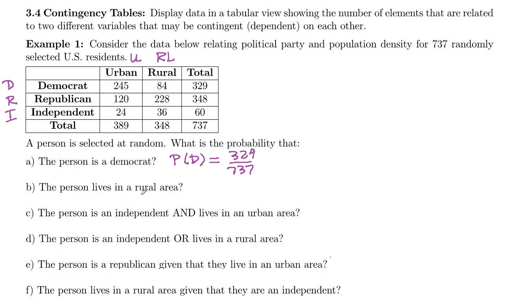What's the probability the person lives in a rural area? So that's probability of RL. Again, desired out of total. Our total is 737. Rural area total is 348.